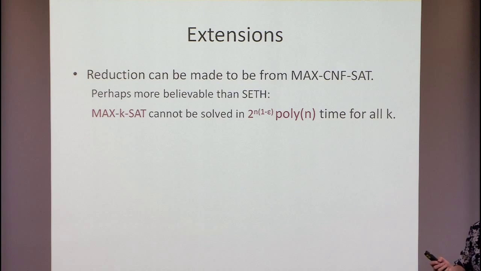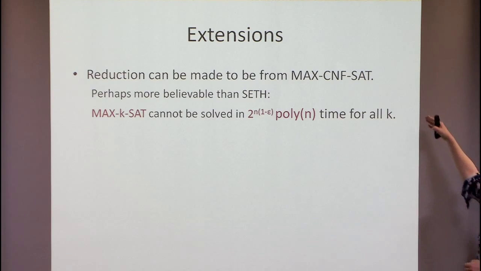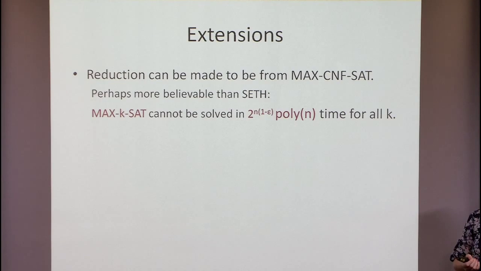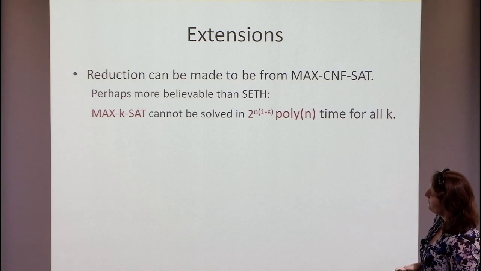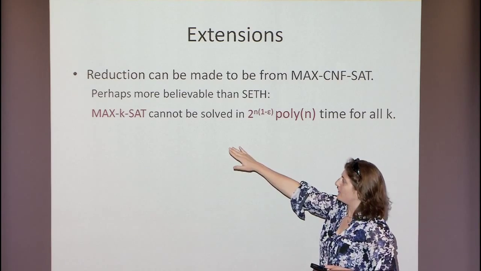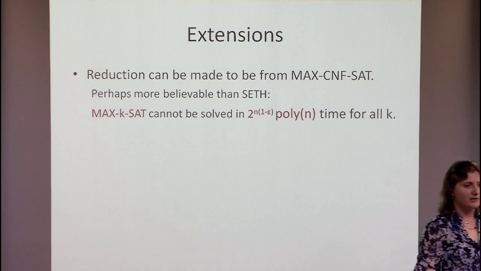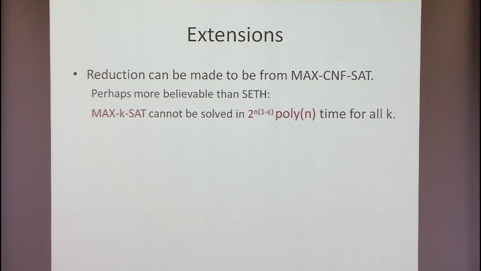First of all, we don't need to start from orthogonal vectors. We can start from something that counts the number of coordinates, in a sense how far you are from being orthogonal. This also means you can make this work under a slightly more believable hypothesis, that you can't solve max k-SAT for all k faster than 2 to the n times. So for every epsilon, there is a k such that this happens. So maybe it's more believable.